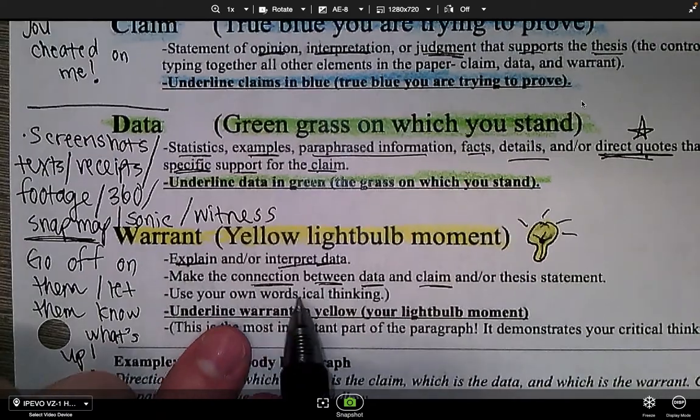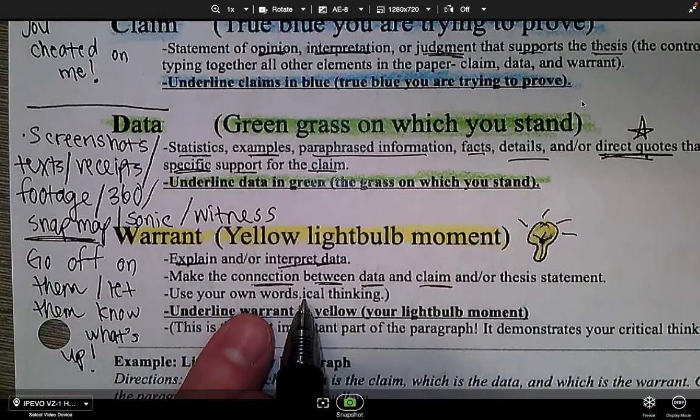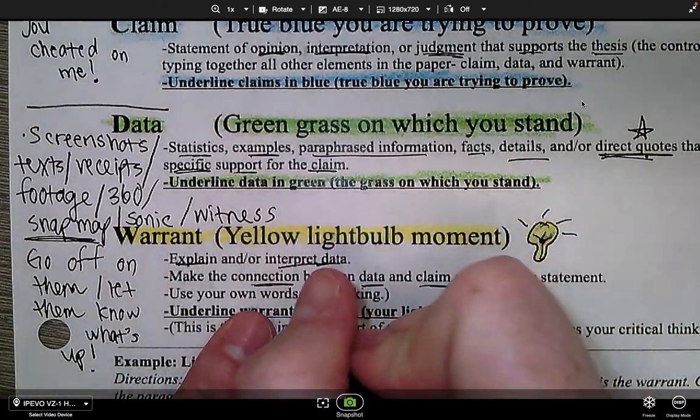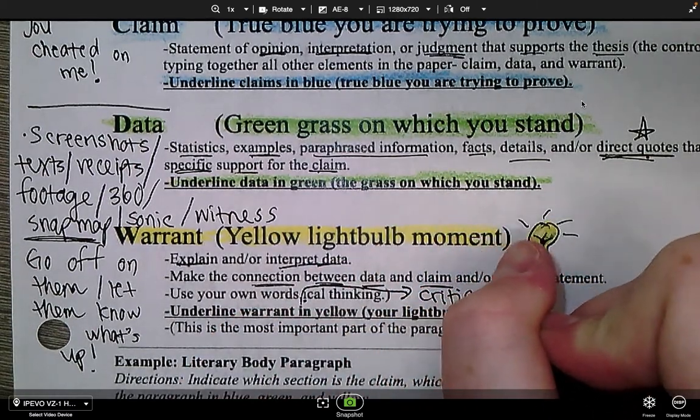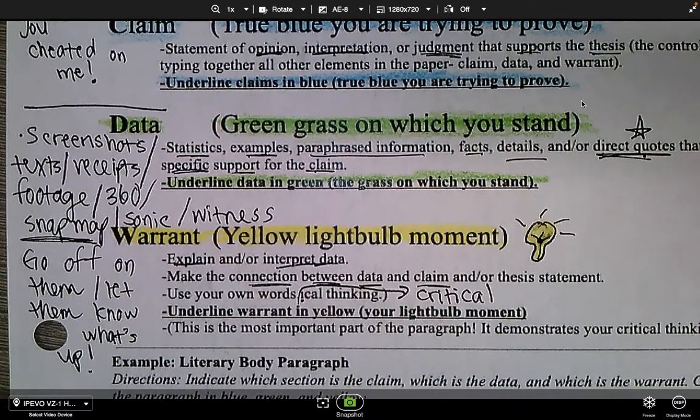See where it says use your own words, critical thinking? This should say what kind of thinking? Critical. Just a little oopsie. Use your own words. This is your critical thinking.